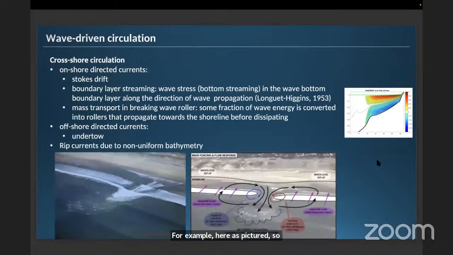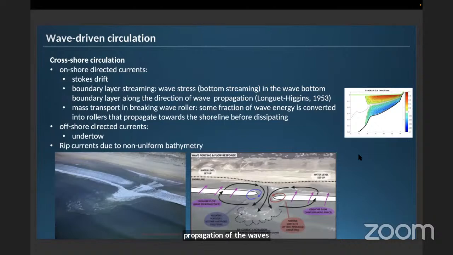And finally, now let's go to the cross-shore circulation that we can have. We discussed different features before: the Stokes drift, with these orbitals that are not closed. We also have boundary layer streaming, which is a wave stress on the bottom, in the direction of propagation of the waves.